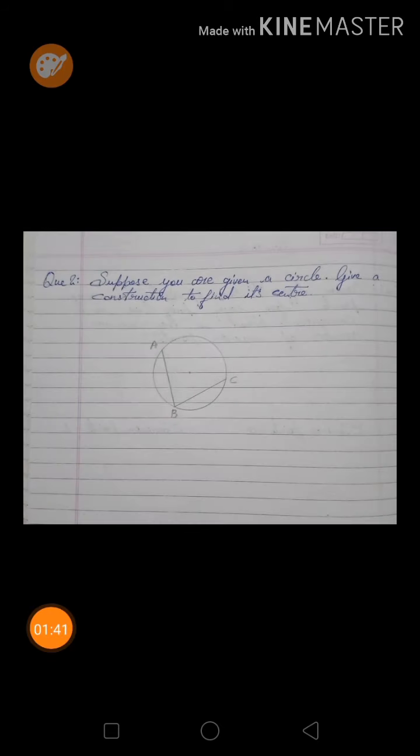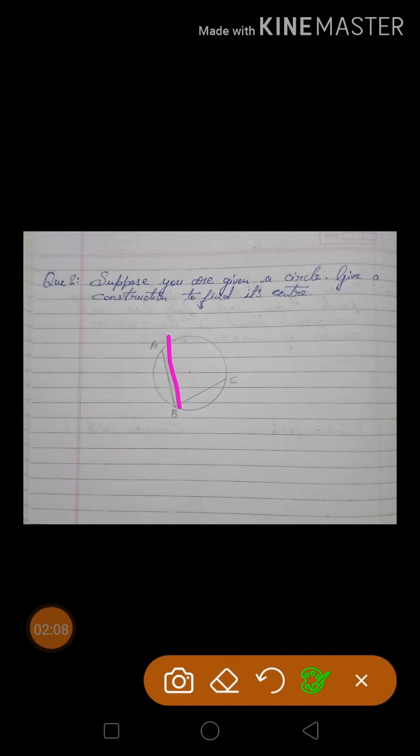Now come to question number 2. Suppose you are given a circle, give a construction to find its center. So firstly we draw the given circle, then we are going to find the center of this circle. So firstly we draw two chords. I have drawn two chords AB and BC. B is the common point of these two chords.